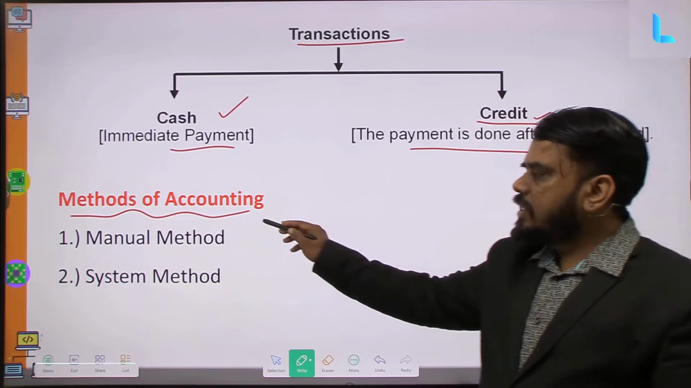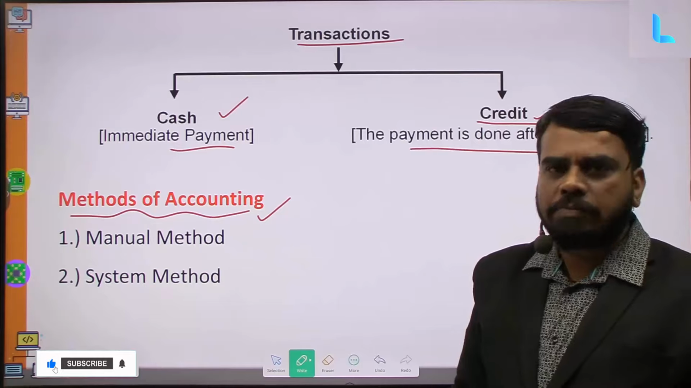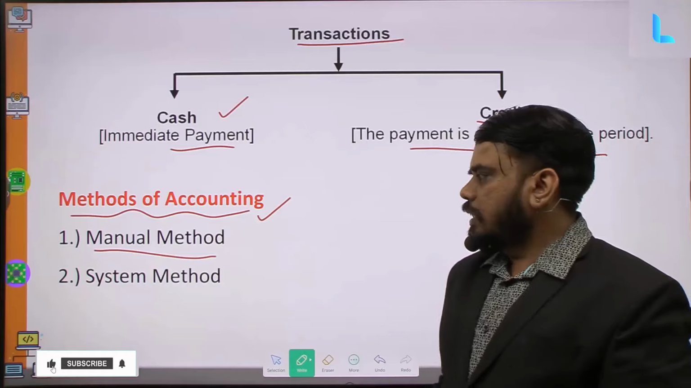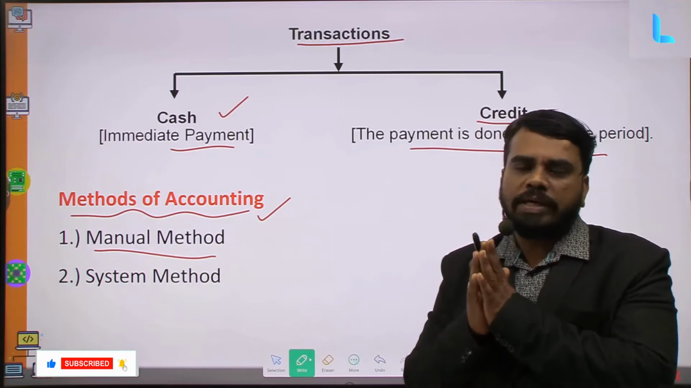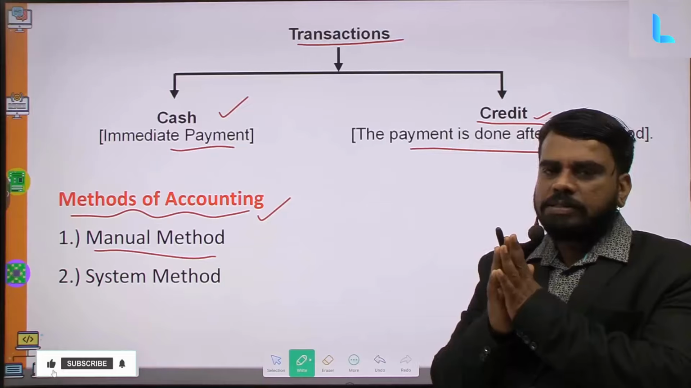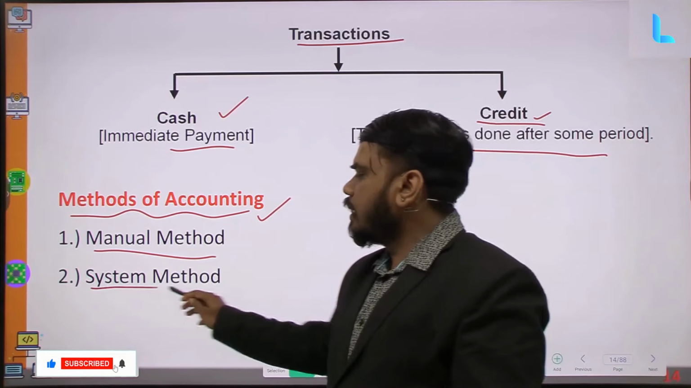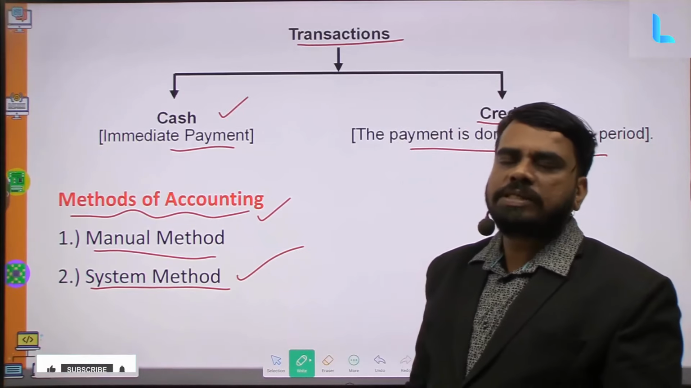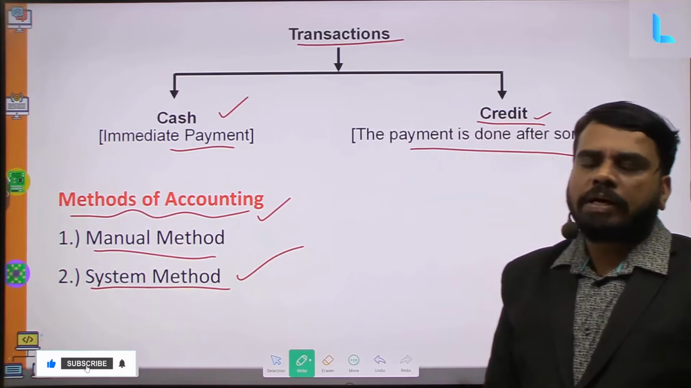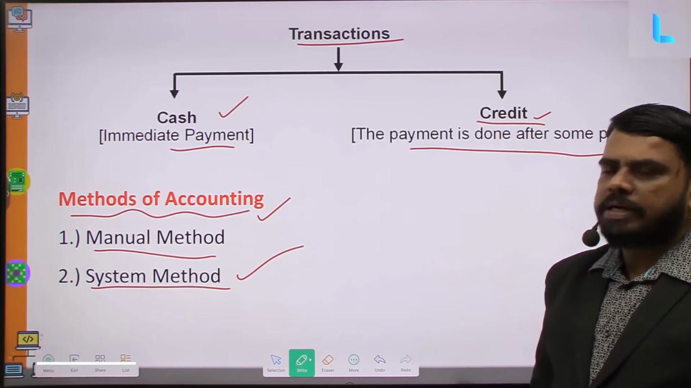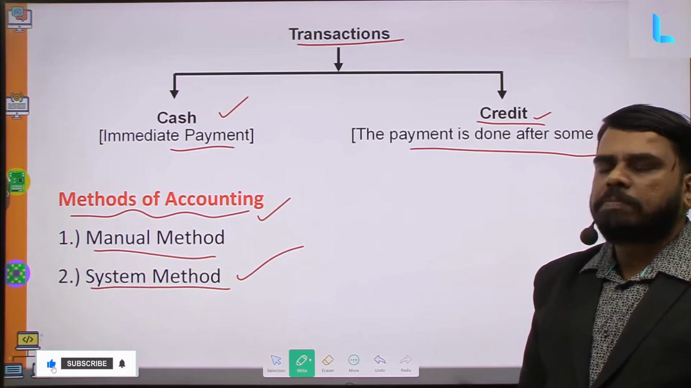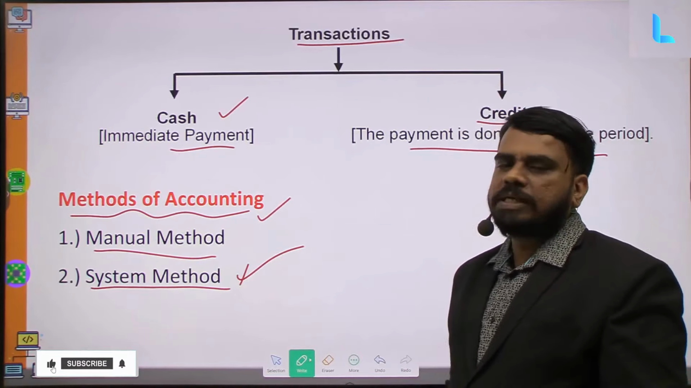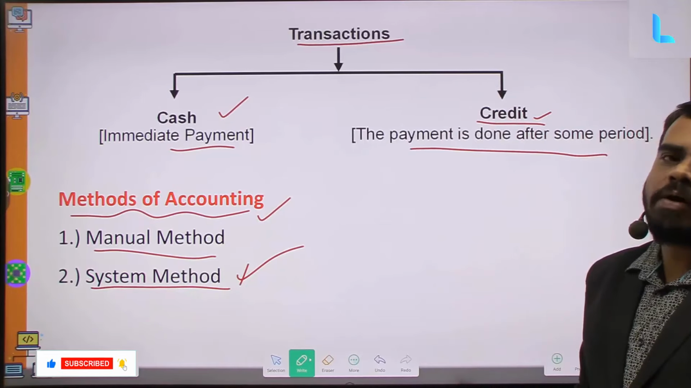This accounting involves two methods. One is called the manual method. Accounts can be maintained in the manual method, that is, using the books and accounting knowledge. Manually we can maintain accounts. The second method is using a computer system, that is called the system method. For example, using software like Tally, SAP or Excel can be used to maintain the accounts. Tally is one such popular software which helps us to maintain accounts. That is an example of the system method of accounting.